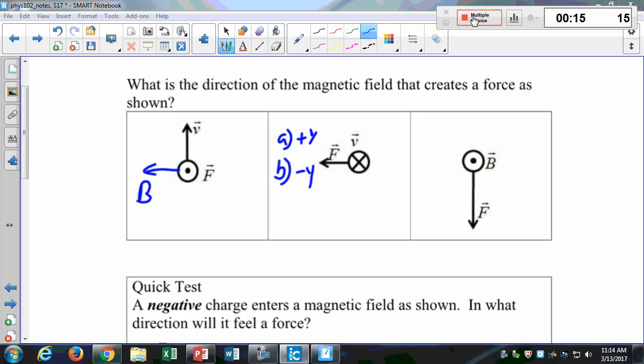Oh yeah, no. Now it's plus or minus x. Thank you. F is in the negative y. Which one? Is it this one?